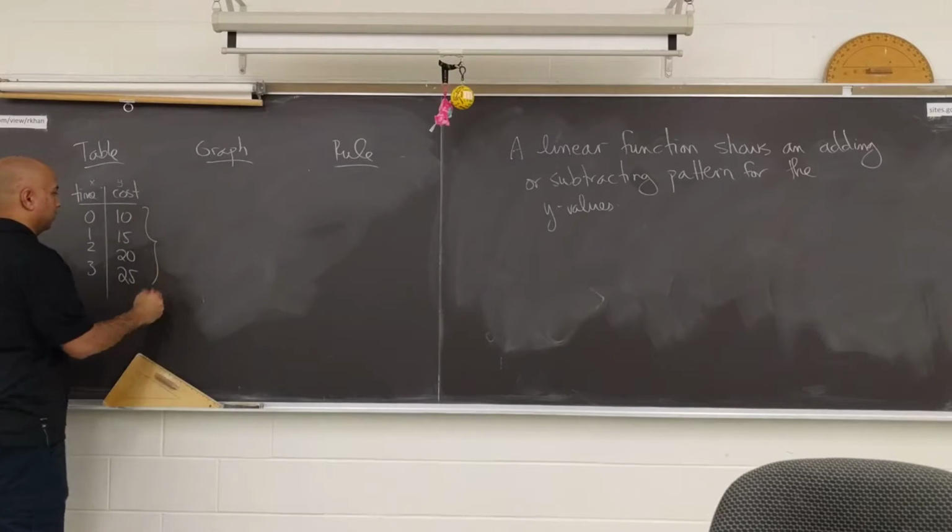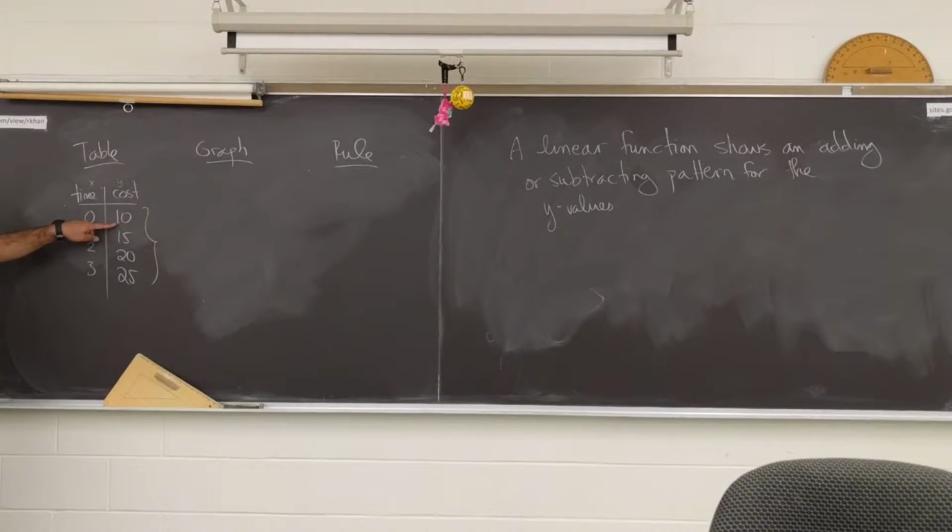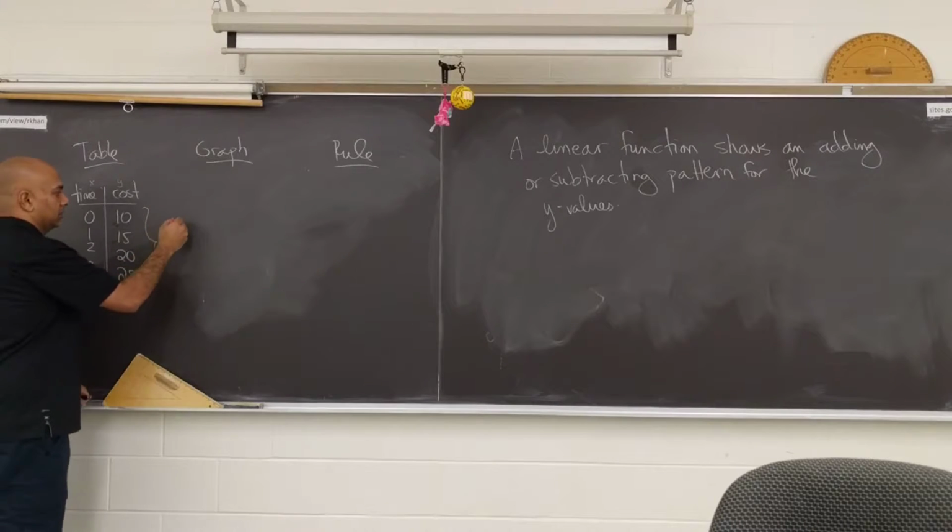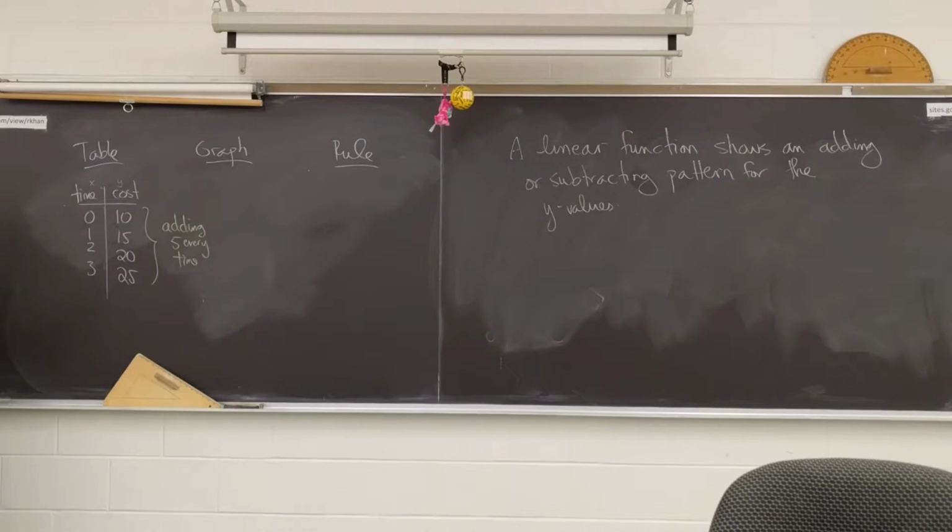Here, if I look at the Y values, I don't care about the X values right now, we can clearly see we're adding 5 every single time. The fact that we're adding 5 every time shows you the adding and or subtracting pattern. We could have been subtracting the number every single time, but as long as that number stays the same, then this would be an example of a linear function.